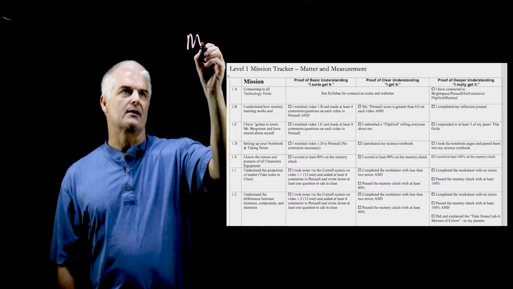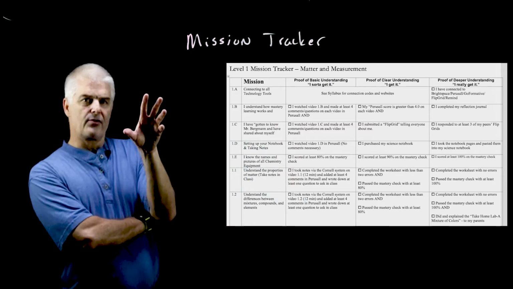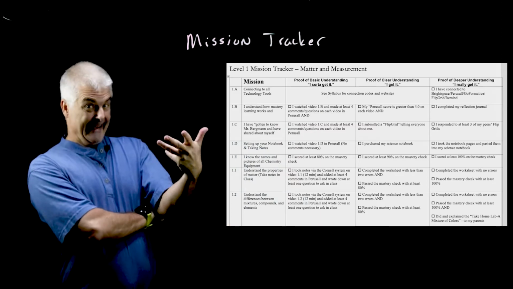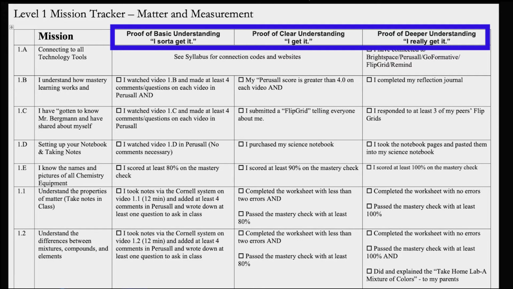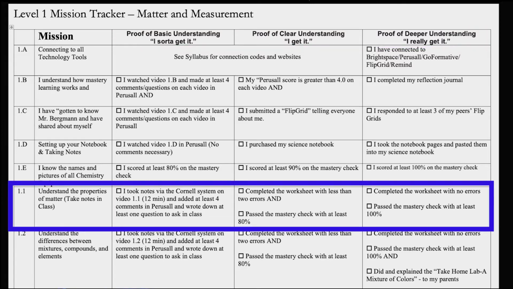Let's get more practical. What we've got right here is what's called the mission tracker. You may have seen this as essentially a rubric. And you'll notice that there are 3 different levels of getting it. We're going to call this basic understanding, clear understanding, and deeper understanding, or I sort of get it, and I really get it. In each mission, a mission is a row, you can achieve one of 3 different levels of mastery: the highest level, deep understanding, the regular level, and the basic level of mastery.